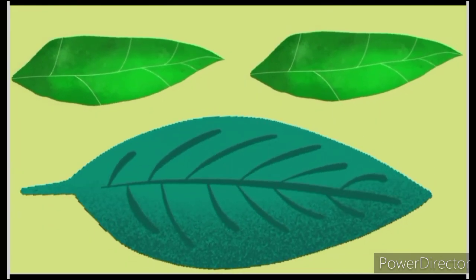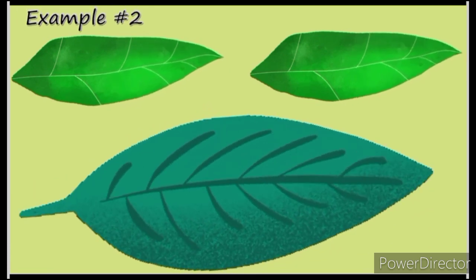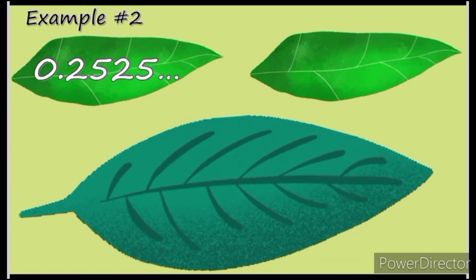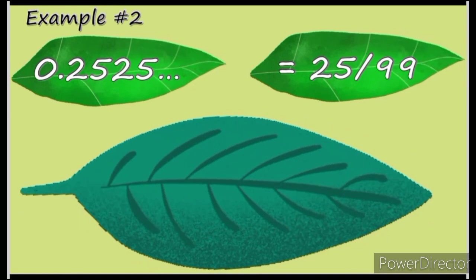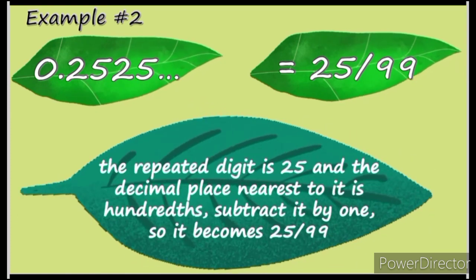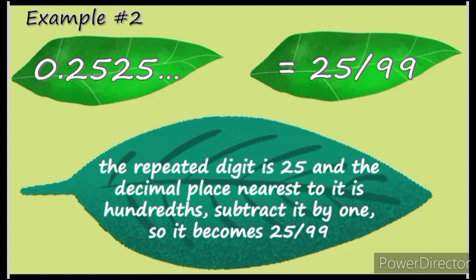Now, let's proceed to example number 2. We have 0.25 and 3 dots, meaning 25 is repeated. This is equal to 25 over 99. The repeated digit is 25, and the decimal place nearest to it is hundredths. Subtract it by 1, so it becomes 25 over 99.